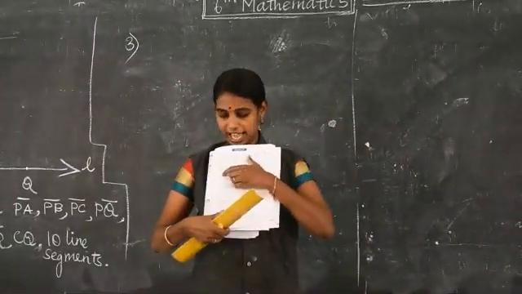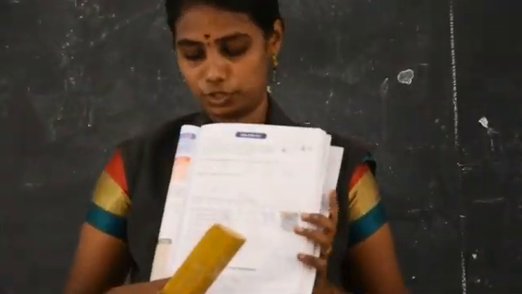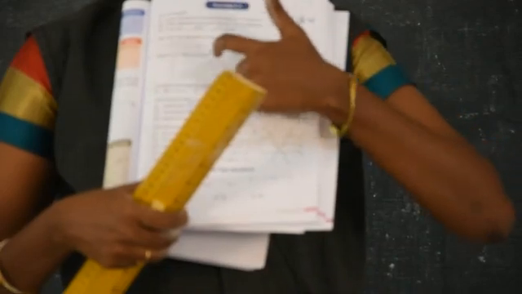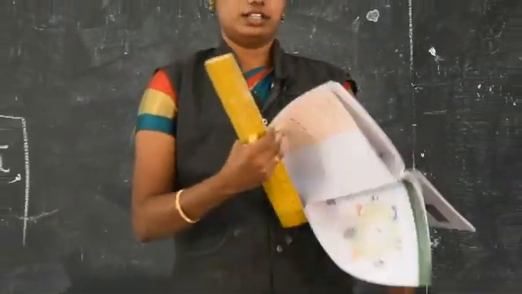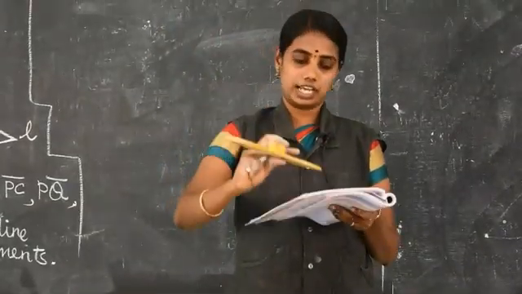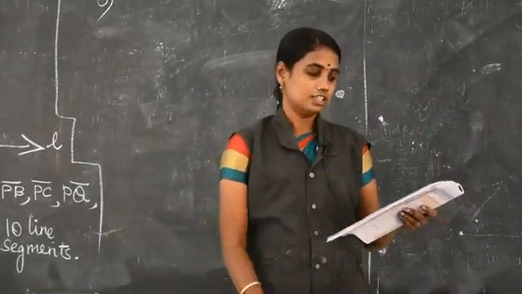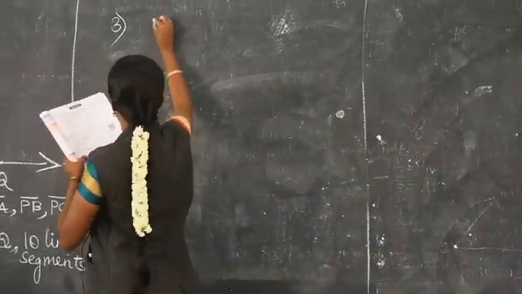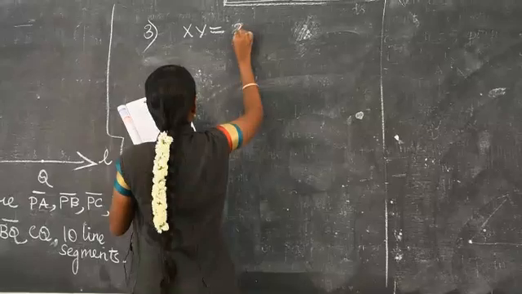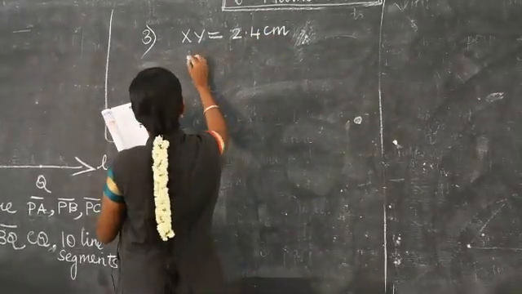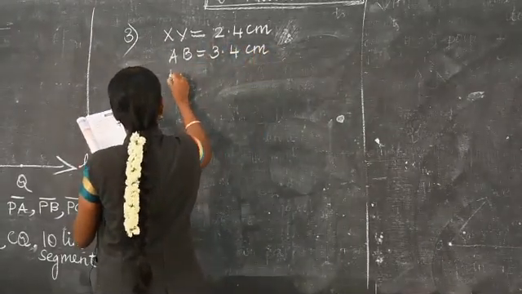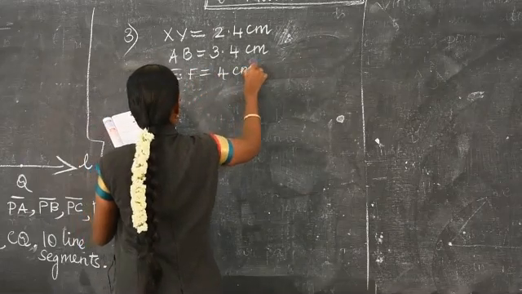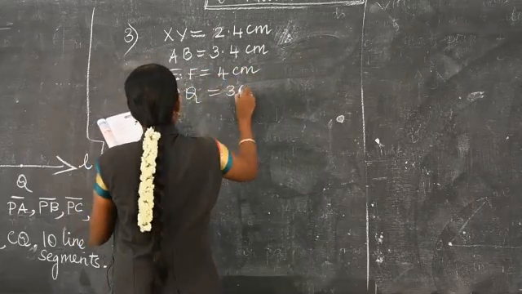Here we have the line segments in question number 3. See here, XY, AB, EF, PQ. Here we are going to measure with the scale. So you take your scale and measure it on your own. I will write the answer. Just verify your answer. XY equal to 2.4 centimeter. Next, AB equal to 3.4 centimeter. EF equal to 4 centimeter. PQ equal to 3 centimeter.